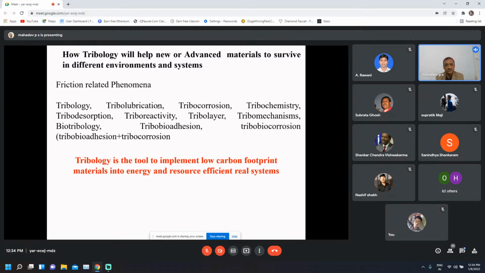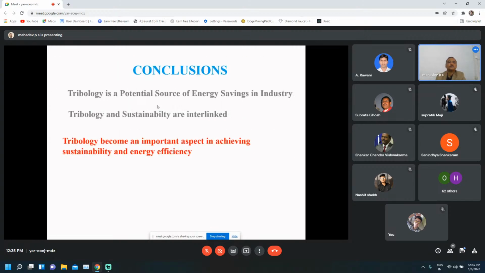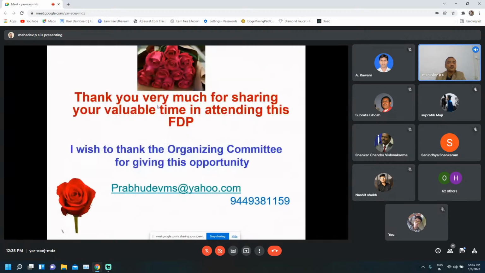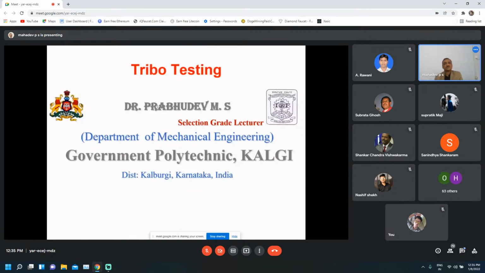So as explained, green tribology. If you take the other phase of tribology, the word green says many things to us. It shows happiness, it shows peace and calm, it shows many other things. Okay. So tribology is a tool to implement low carbon footprint materials into energy and resource efficient real systems, like a lubricant which is non-toxic and not harmful to the environment, does all these things. Okay. So I will go further. So this is all about tribology and developments in tribology and tribology related to the environment.